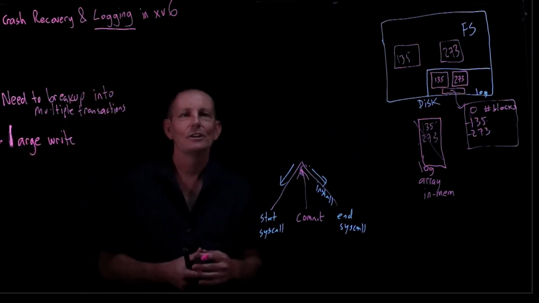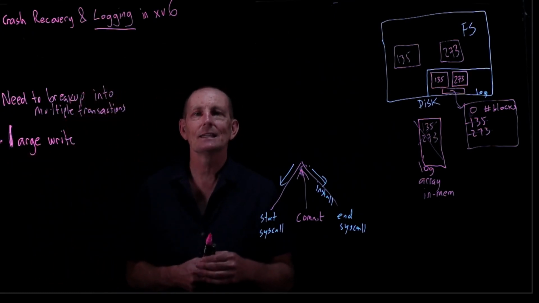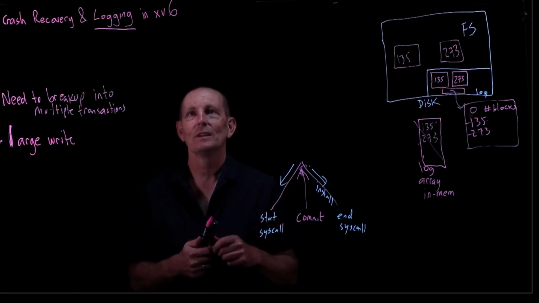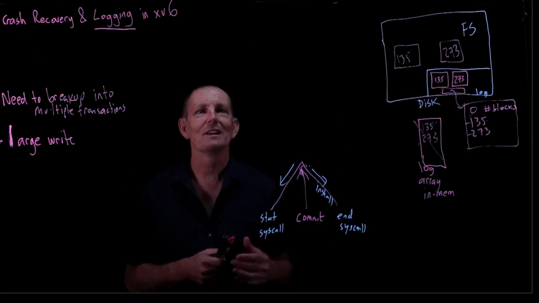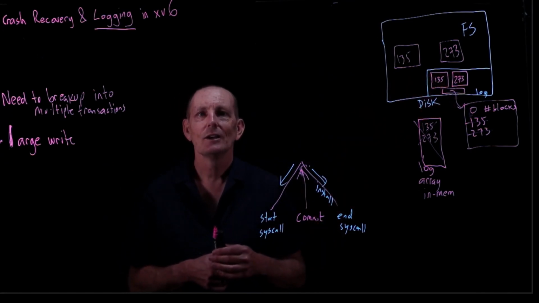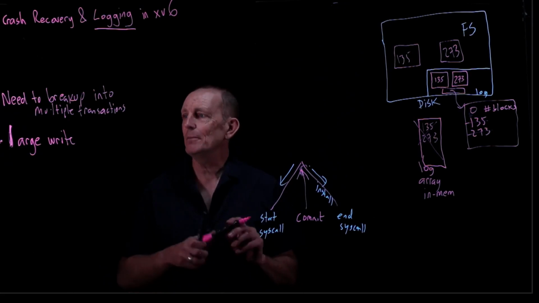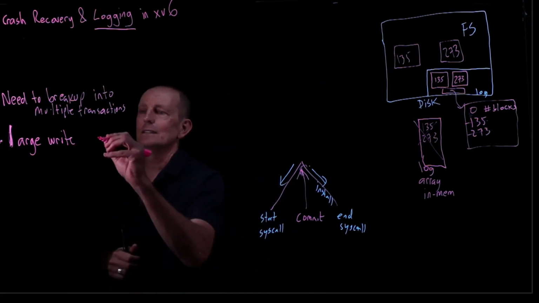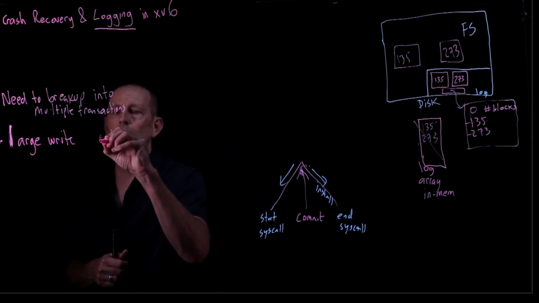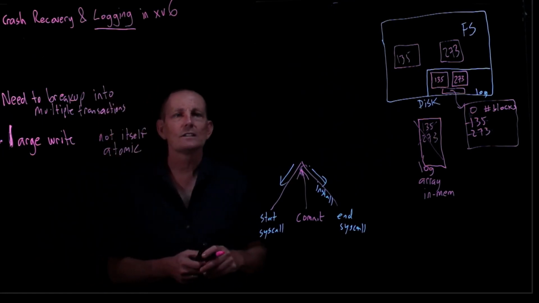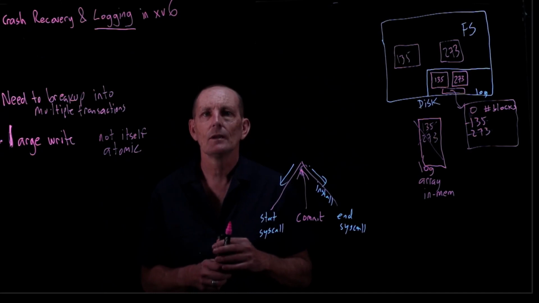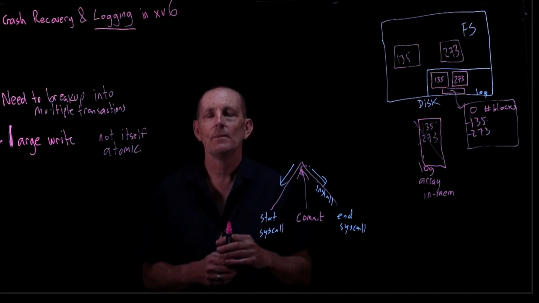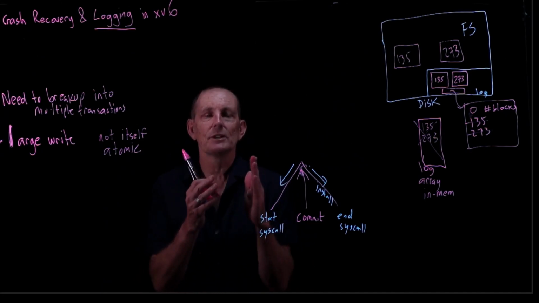If a user program, let's say, issues a 500 megabyte write, it's unlikely our log is going to be big enough for that. So instead, we'll break it apart. That means that the write is not itself atomic, because we are breaking it into these multiple transactions.